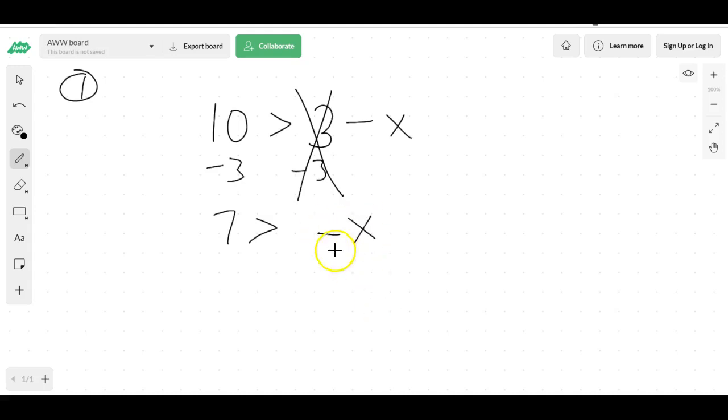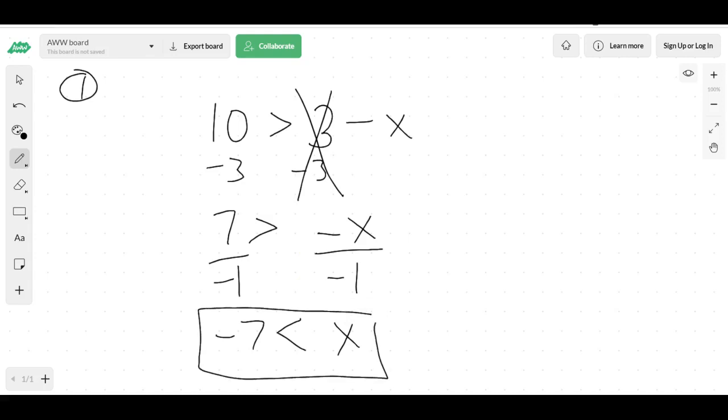Then since I have a negative x, I want to get rid of the negative. So to get rid of the negative, you can either divide or multiply by a negative 1, which a negative divided by a negative is positive, and positive 7 divided by negative 1 is negative 7. And whenever we divide an inequality by a negative number, it's going to flip the sign. So this would be my answer. Let's try the next problem.